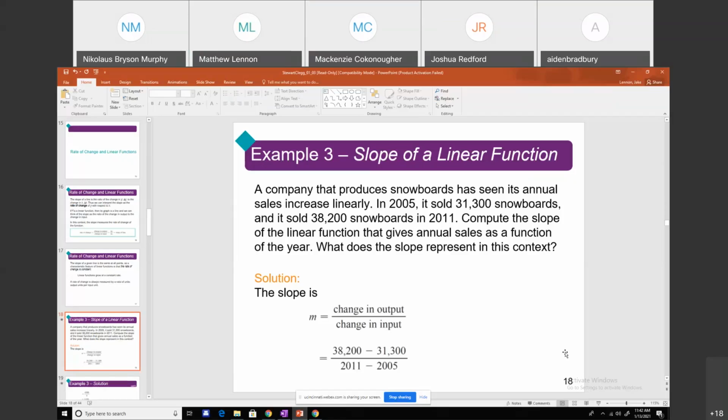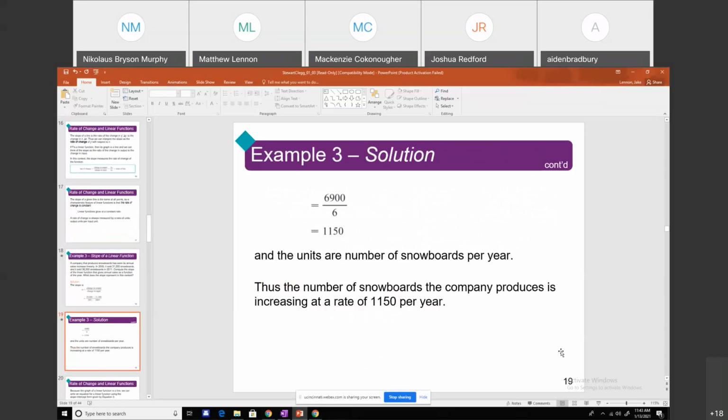So the slope here is telling me how much sales are increasing, only because I know this is a positive value, per year. So when we compute this, this is going to give me the average sales increase per year over that period of time. So it would be snowboards per year would be the units here. So there you go, 1,150. So over that span, sales are increasing on average by 1,150 per year.